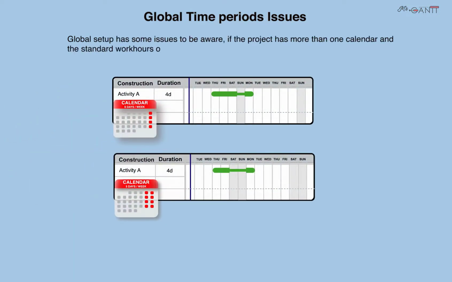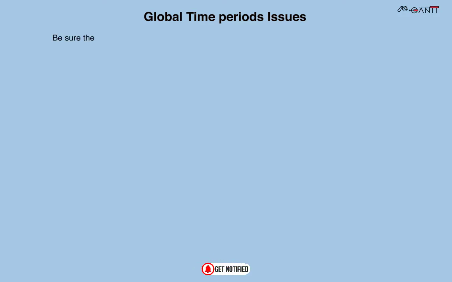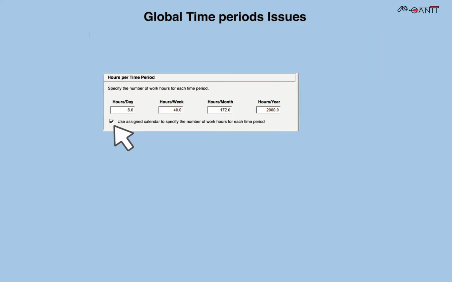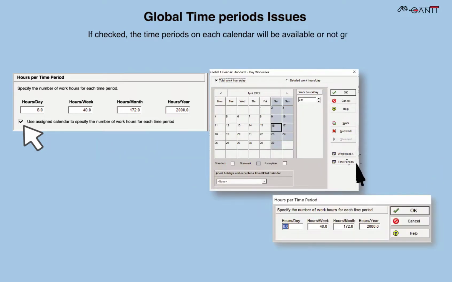Global time periods, issues. Global setup has some issues to be aware of. If the project has more than one calendar, and the standard work hours of these calendars are different, the durations of the activities in days may be affected. Be sure the box, Use Assigned Calendar to specify the number of work hours for each time period, is checked. If checked, the time periods on each calendar will be available, not grayed out.